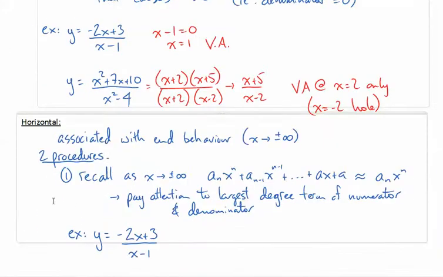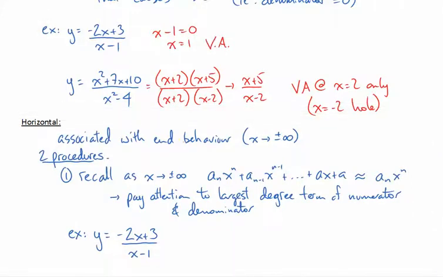Now, horizontal asymptote behavior. This is a little bit trickier. It's associated with end behavior, which you may recall is when x approaches plus or minus infinity. There are two procedures for finding this. The simpler of the two is to recall that as x approaches infinity, a polynomial behaves like its largest degree term. So what we can do is pay attention to the largest degree term of the numerator and denominator only.